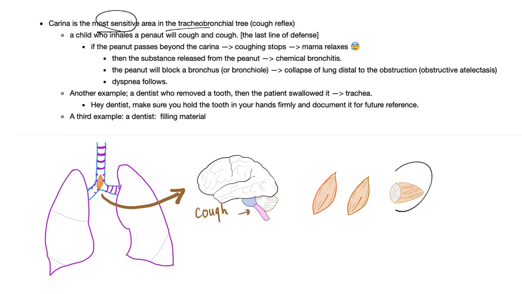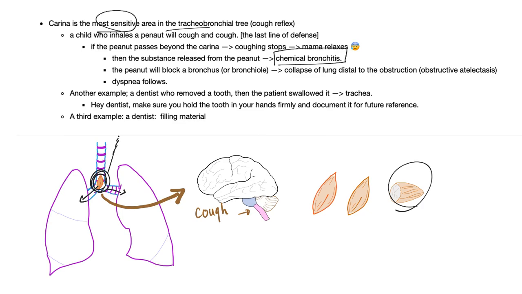Let's say that the kid inhaled a peanut and it's here. It's gonna cough. It's very sensitive. But if the peanut passed beyond this junction, the kid is not gonna cough anymore, which is horrible, by the way. Mommy is gonna smile because he's not coughing anymore. But a disaster is waiting to happen.